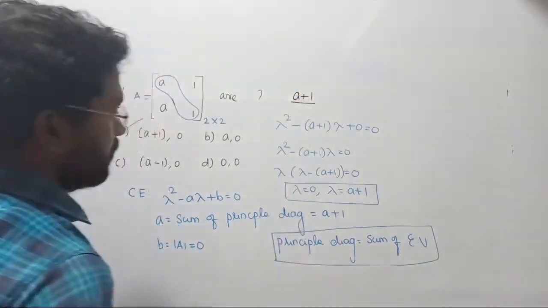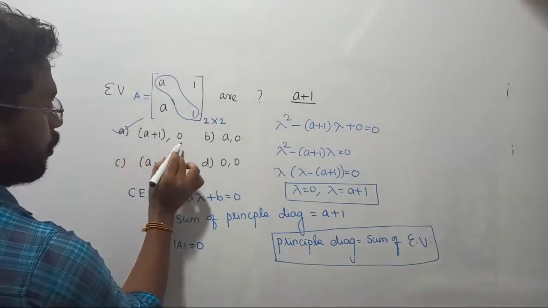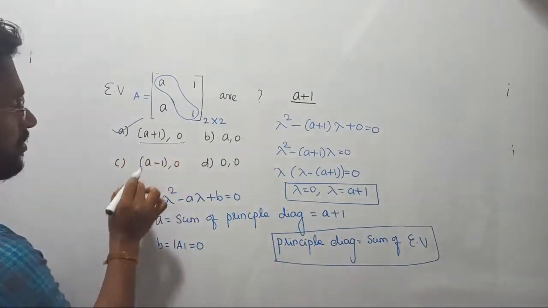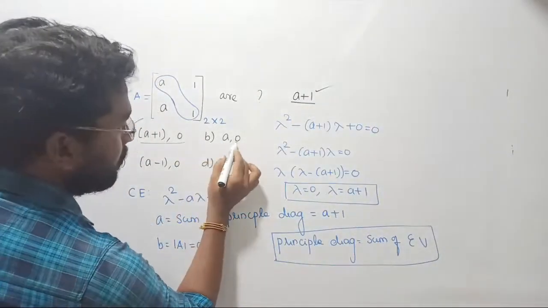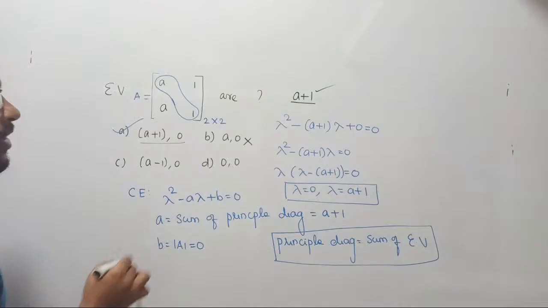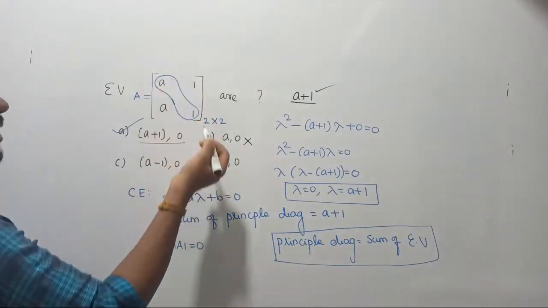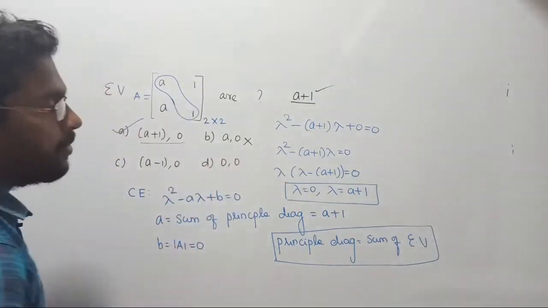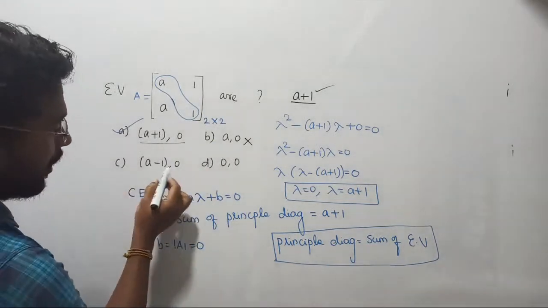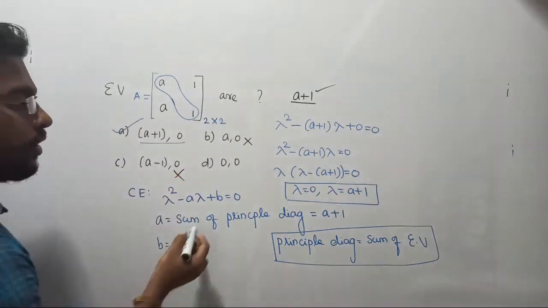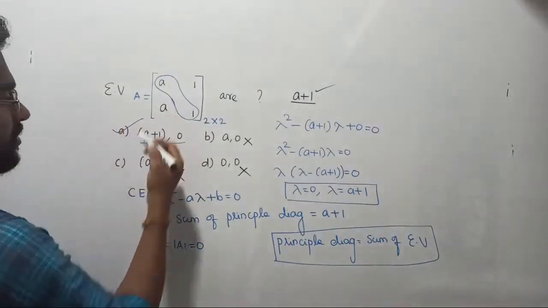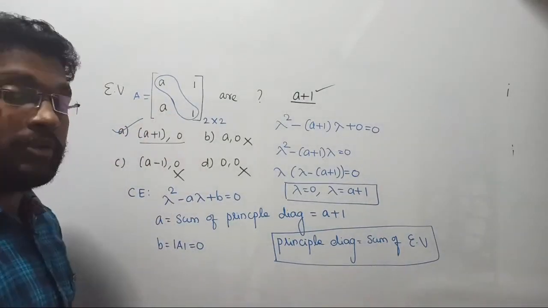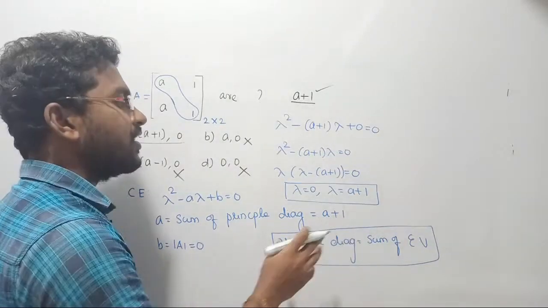Now take your options. In option A, there are two eigenvalues. If I add these two values, I get the same A plus 1. In the other options, if I add the two values, I get A plus 0, that is wrong; A minus 1, this is also wrong; 0, this is also wrong. So the correct answer is option A only. Anyway, sometimes this option does not always work.